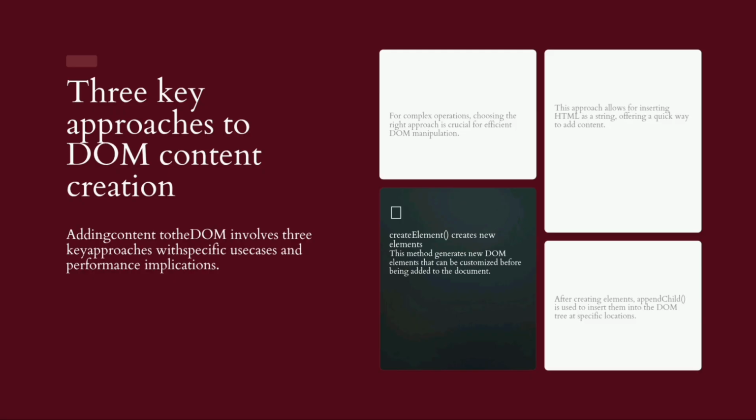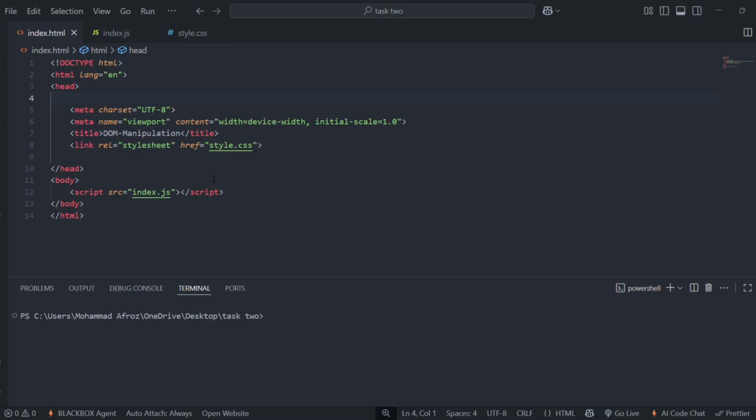Yes, the key approaches to DOM content creation. createElement creates a new element. This method generates a new DOM element that can be customized before being added to the document. And after creating the element, we need to append it. appendChild is used to insert these created elements into the DOM tree at a specific location. Now here we don't have any tags inside of our body. And now we'll create the tags.